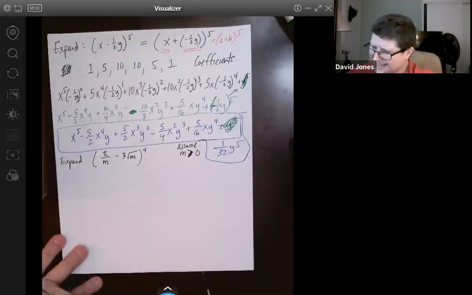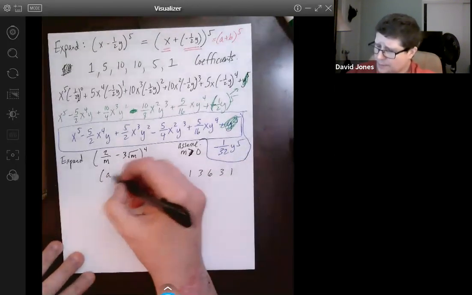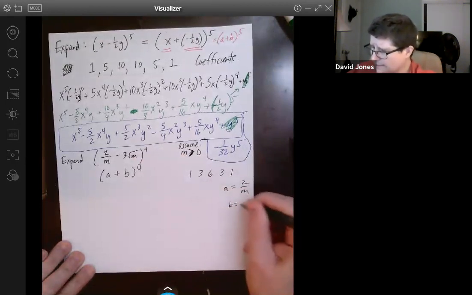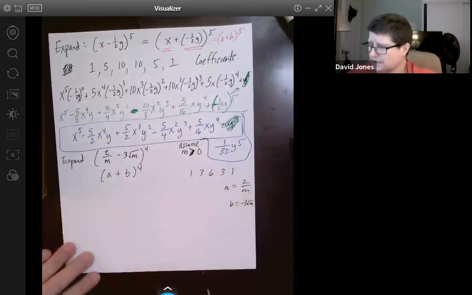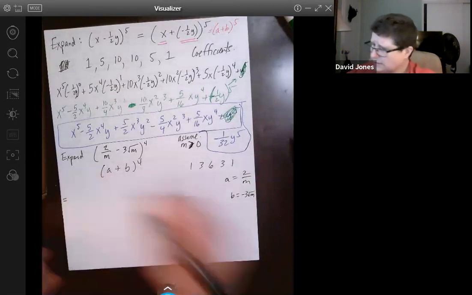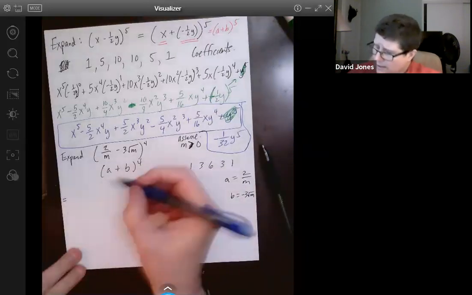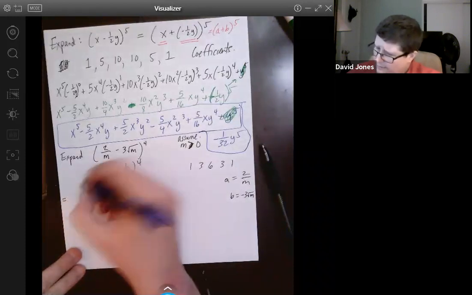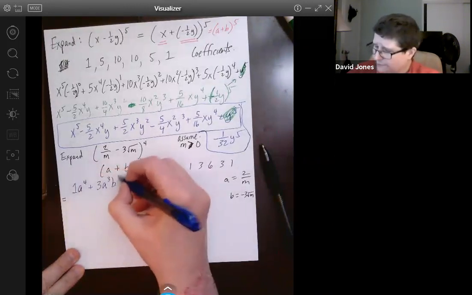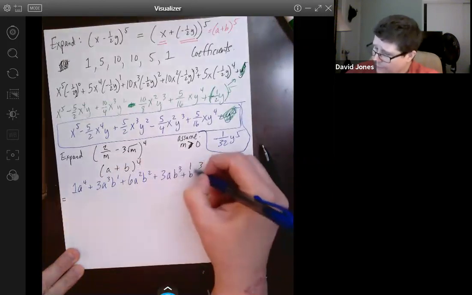So to the 4th power on Pascal's triangle, we have 1, 4, 6, 4, 1. This is a plus b to the 4th. And a equals 2 over m. B equals negative 3 root m. So I'm going to have a to the 4th power, and I'll just write that out real quick. A to the 4th power plus 4a cubed b to the 1st plus 6a squared b squared plus 4ab cubed plus b to the 4th.